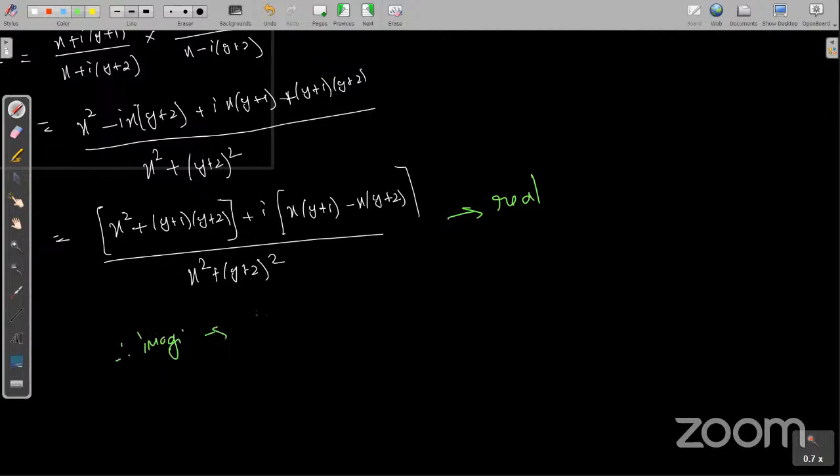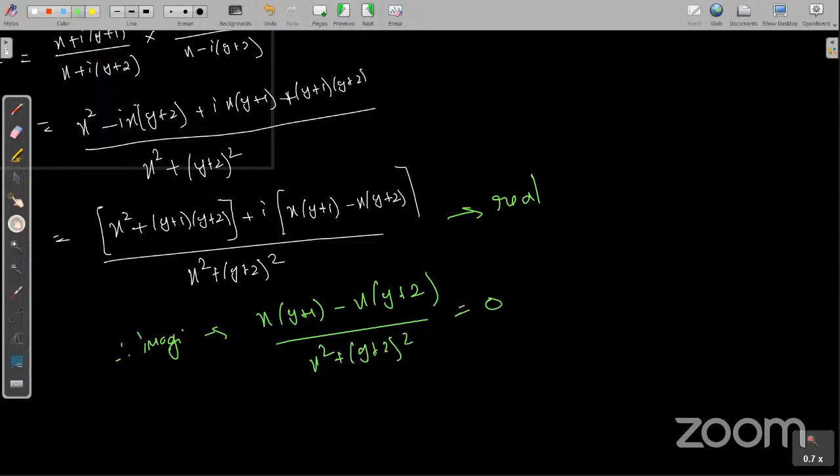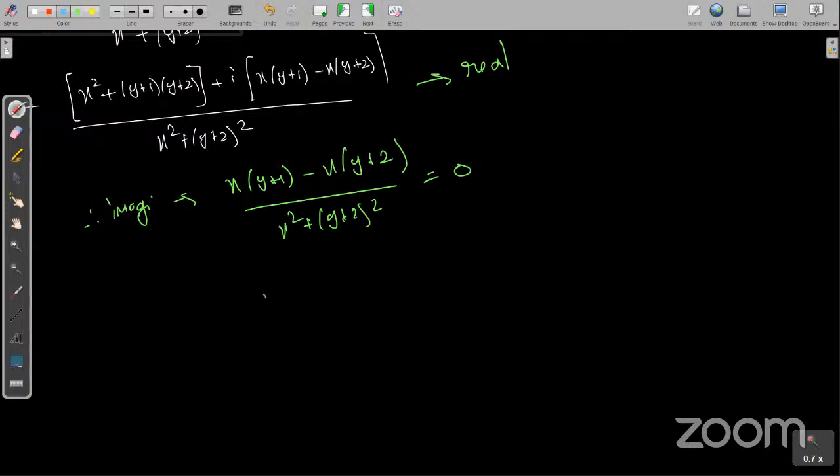What is the imaginary part, guys? x into (y plus 1) minus x into (y plus 2), divided by x square plus (y plus 2) whole square, is equal to 0. What is the meaning of this? It means x into (y plus 1) minus x into (y plus 2), since it is the denominator, I can take it to the RHS and that becomes 0, right? So what are we getting here? x into (y plus 1) minus (y plus 2) is what?